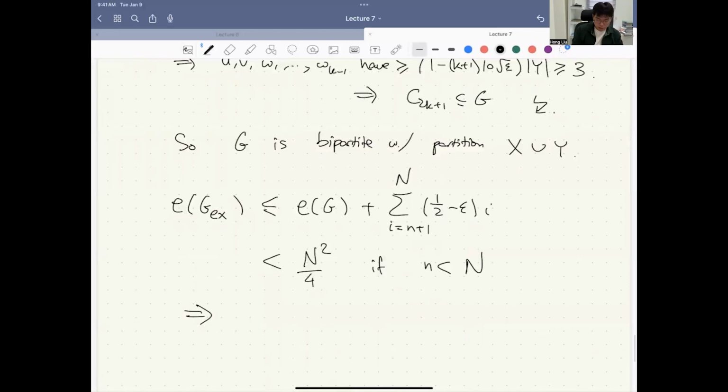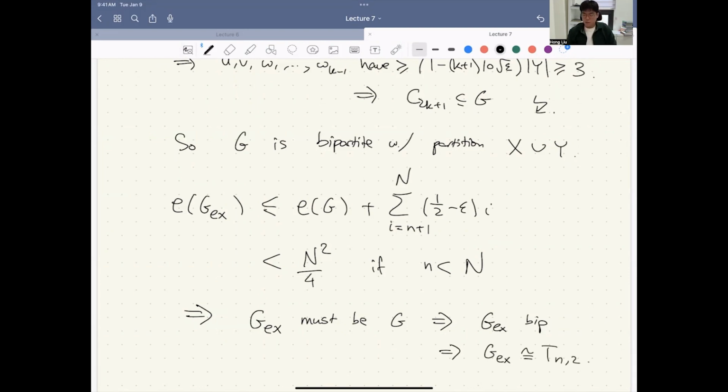This implies Gx must be G. Gx is bipartite, and if it's bipartite, the maximum number of edges is attained by the complete bipartite graph. That finishes the proof. Any questions?